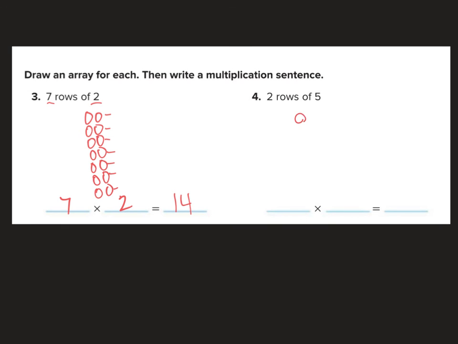2 rows of 5. Oh, look at this. 1, 2, 3, 4, 5. 1, 2, 3, 4, 5. Remember, rows go side to side. So I have 2 rows and I have 5 in each row. I can count by 5s, guys. That would be 5, 10. So 2 rows of 5, or 2 groups of 5, are worth 10.